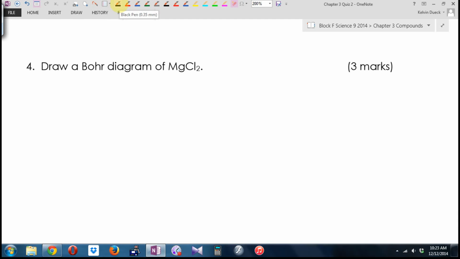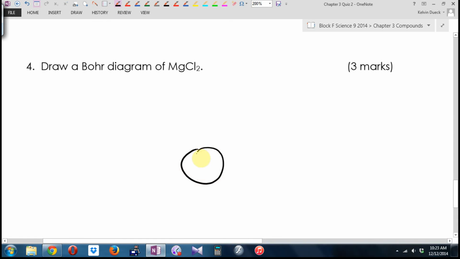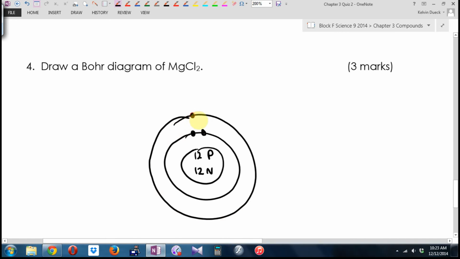So magnesium, heck, I'll use black for magnesium. What were you saying, Aiden? Protons is 12? And how many neutrons? Also 12? Yeah. Okay. Then, first row has 2. Second row has 1, 2, 3, 4, 5, 6, 7, 8.